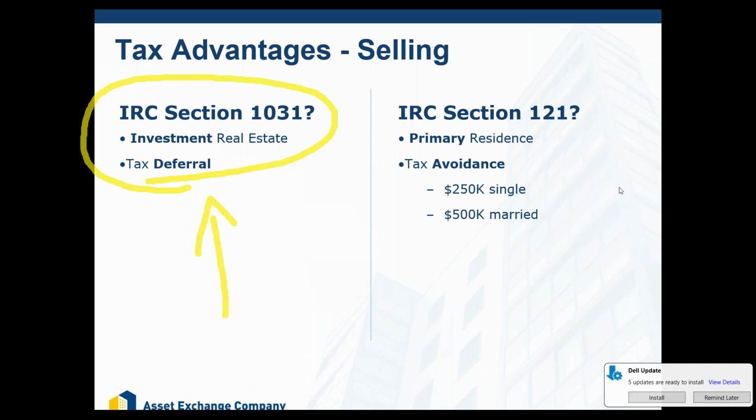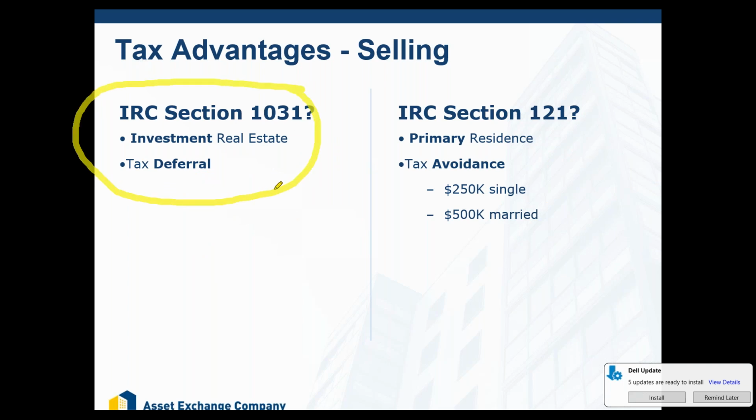Now, before we leave this slide, ladies and gentlemen, I do want to mention one other thing. You've got 2 pieces of tax law that you need to understand. The 1031 exchange, but also the homeowner's exemption.